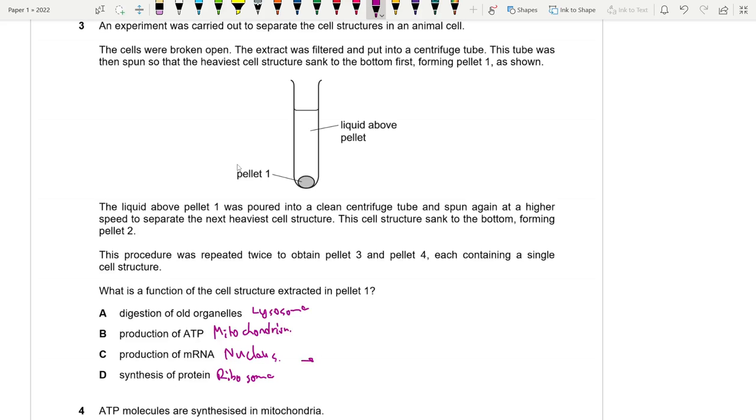So this is pellet 1. This is pellet 2. This is pellet 3. And this is pellet 4. You will see these in other questions. So the heaviest one is the nucleus itself.